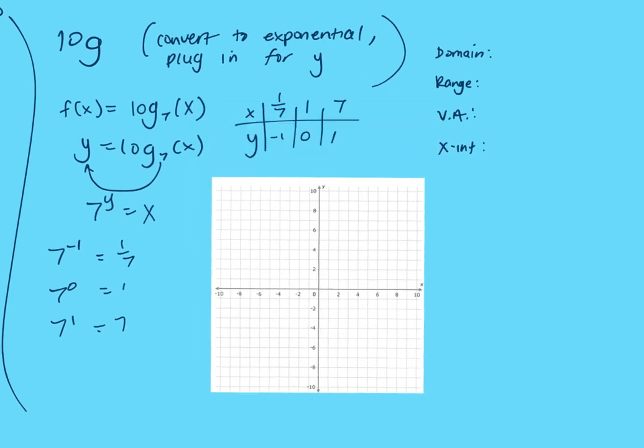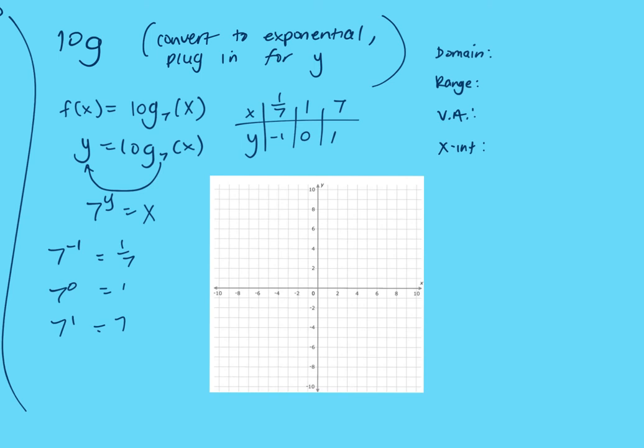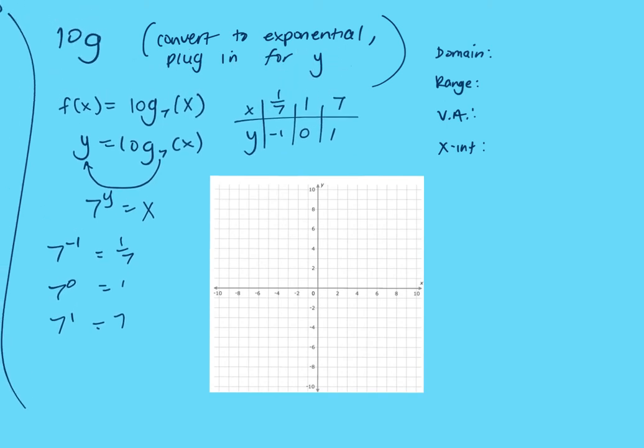I would say be careful here. Most people don't forget to plug in for y because it's weird if you don't. But then they go graph it, and their brain immediately reverses the x and the y, and you tend to graph it like the x is the negative 1 and the y is the 1/7. Be careful. This is my x and y coordinate, right? So I want to go 1/7, negative 1.